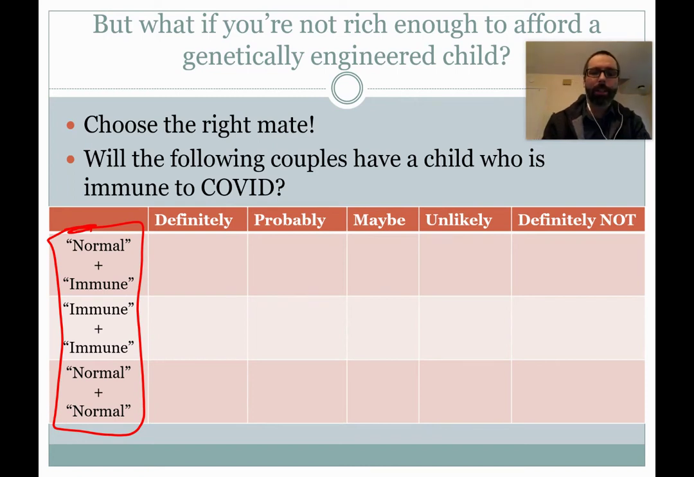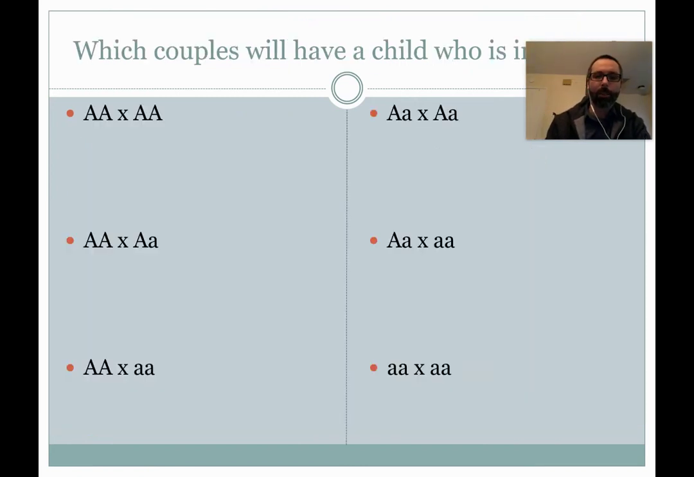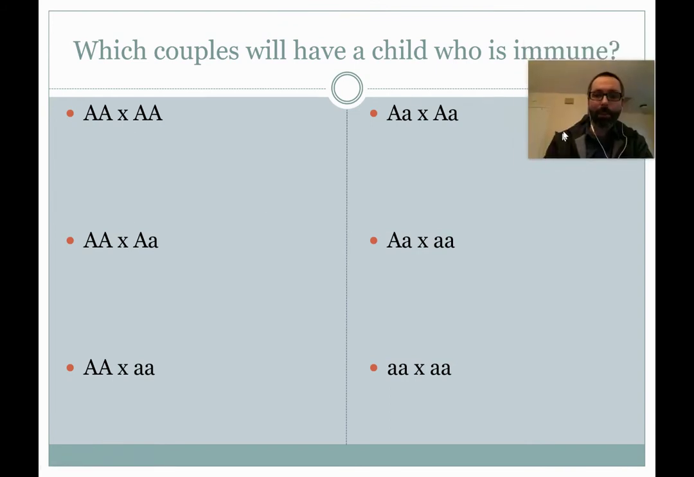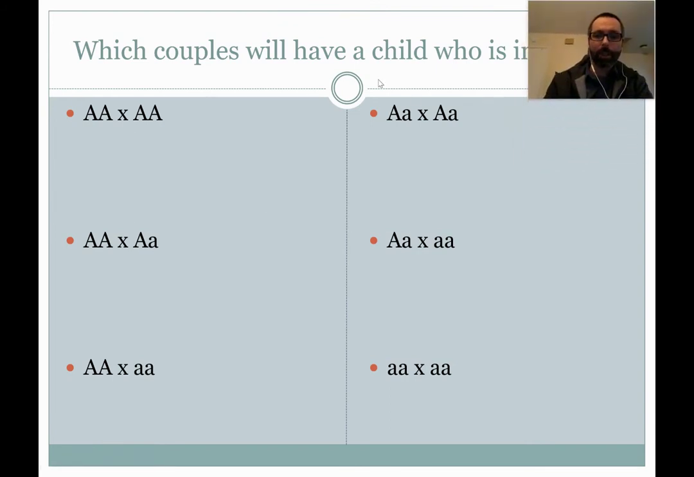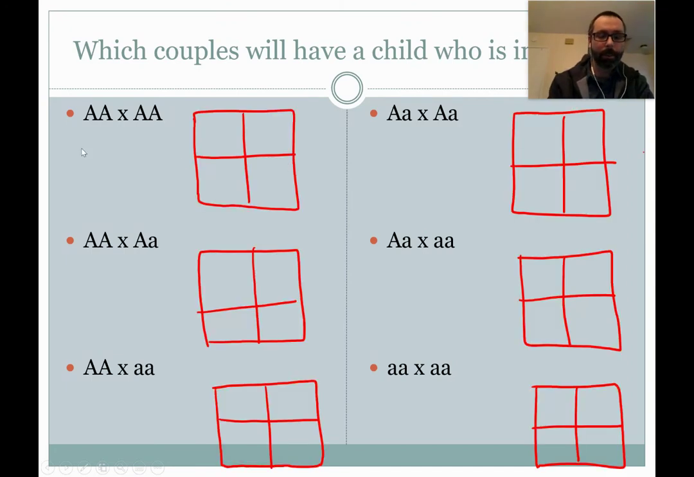You have to know their genotypes. So there are 6 possible ways for you to have parents in this case, right? You could start in the upper left with 2 parents who are normal and also homozygous dominant, right? And so first off, you need a bunch of Punnett squares because you have to do squares.